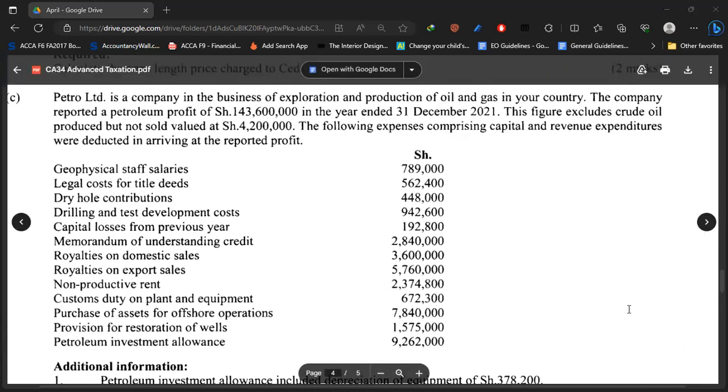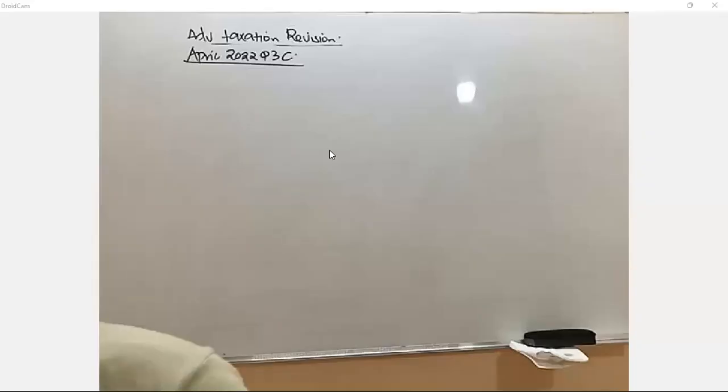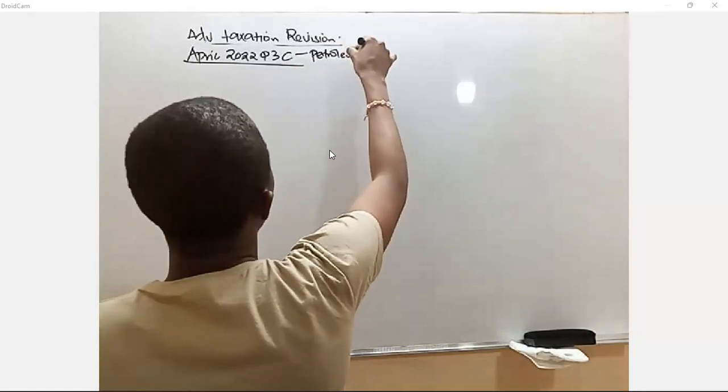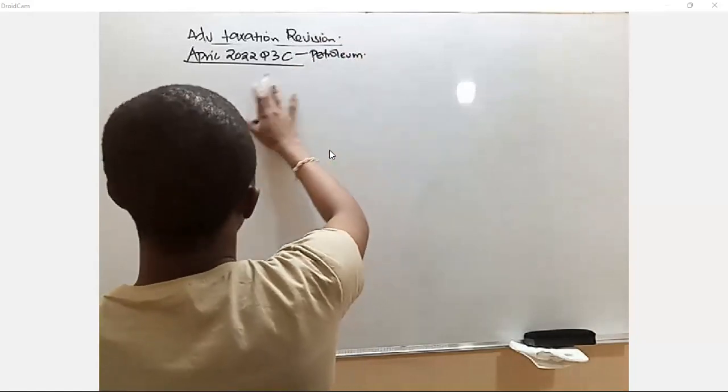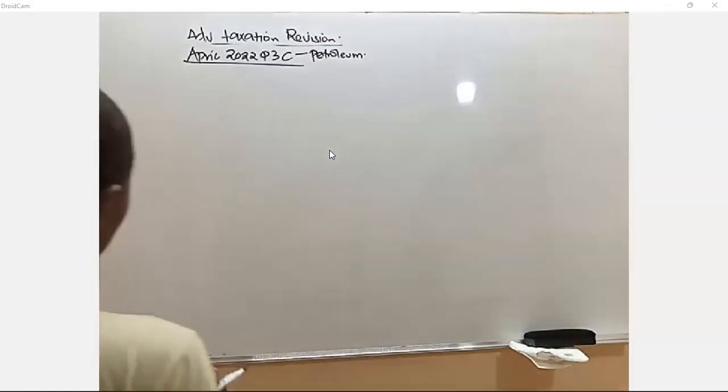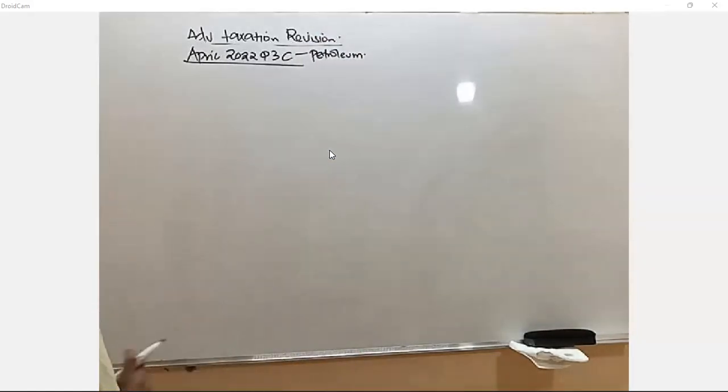So in that case, let me start by writing my title. Remember, this is a question for petroleum. And this one touches on the aspect of the disallowable taxation of the business income. That is a concept which you are not supposed to be forgetting.